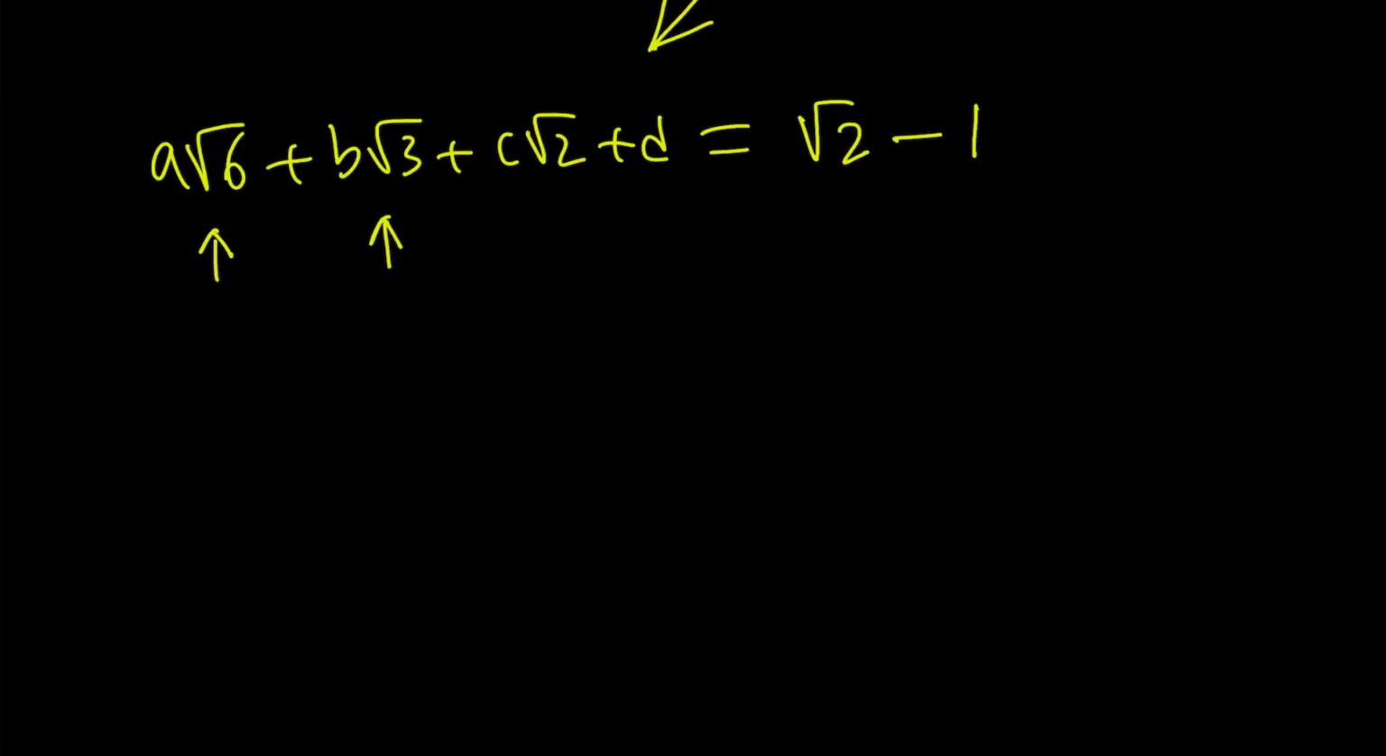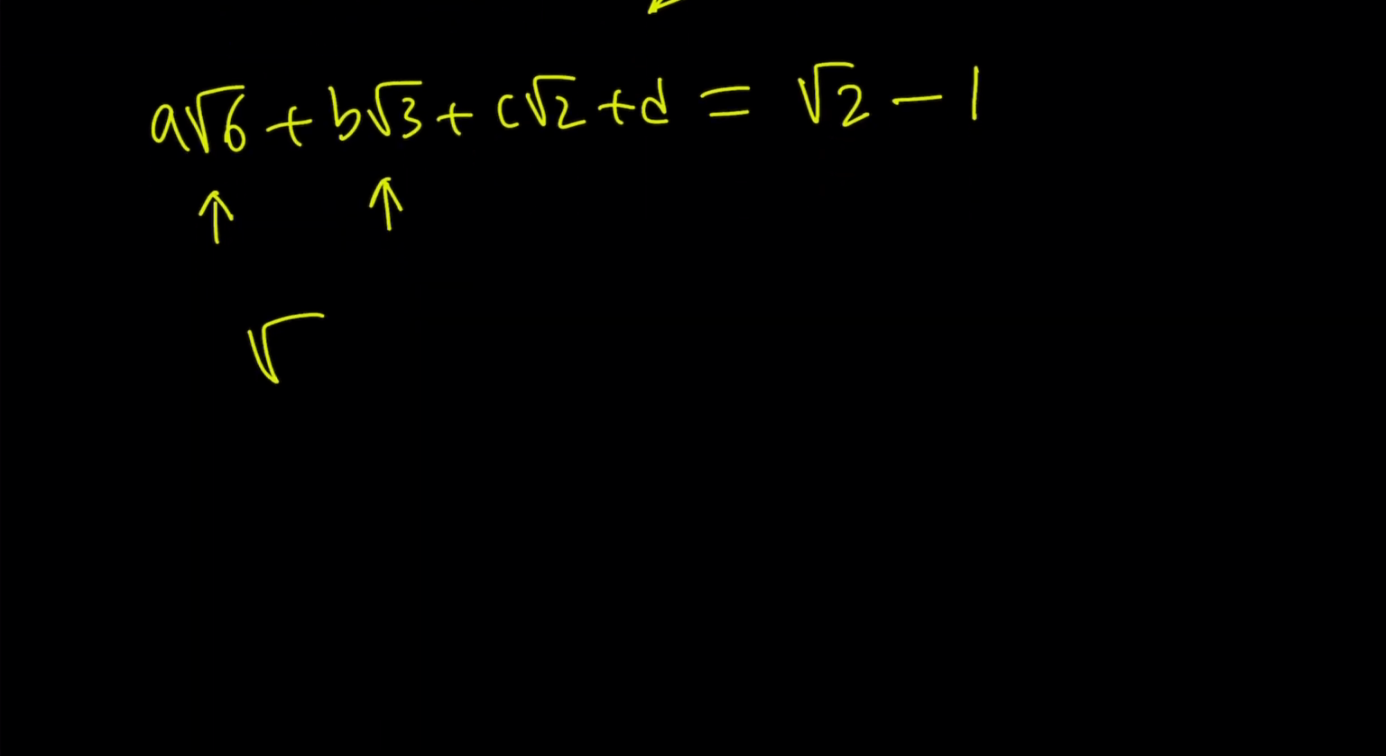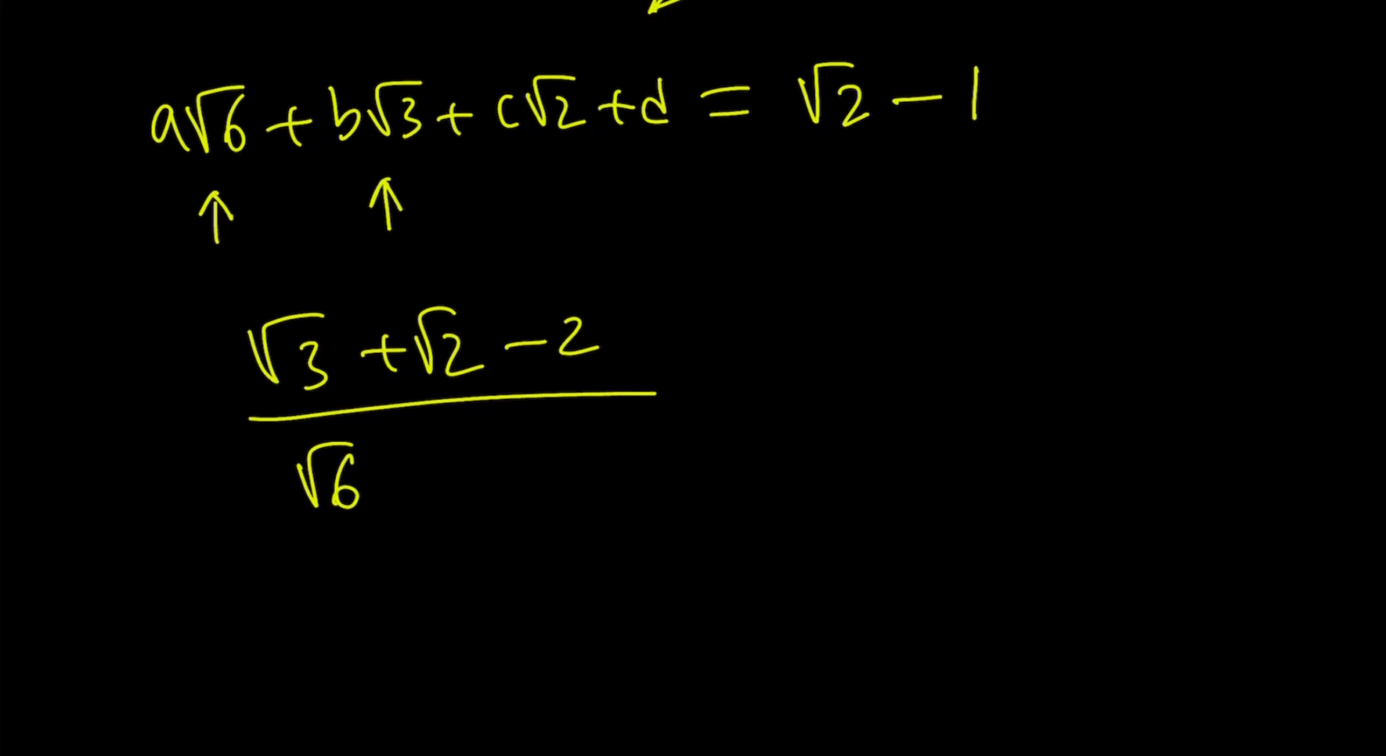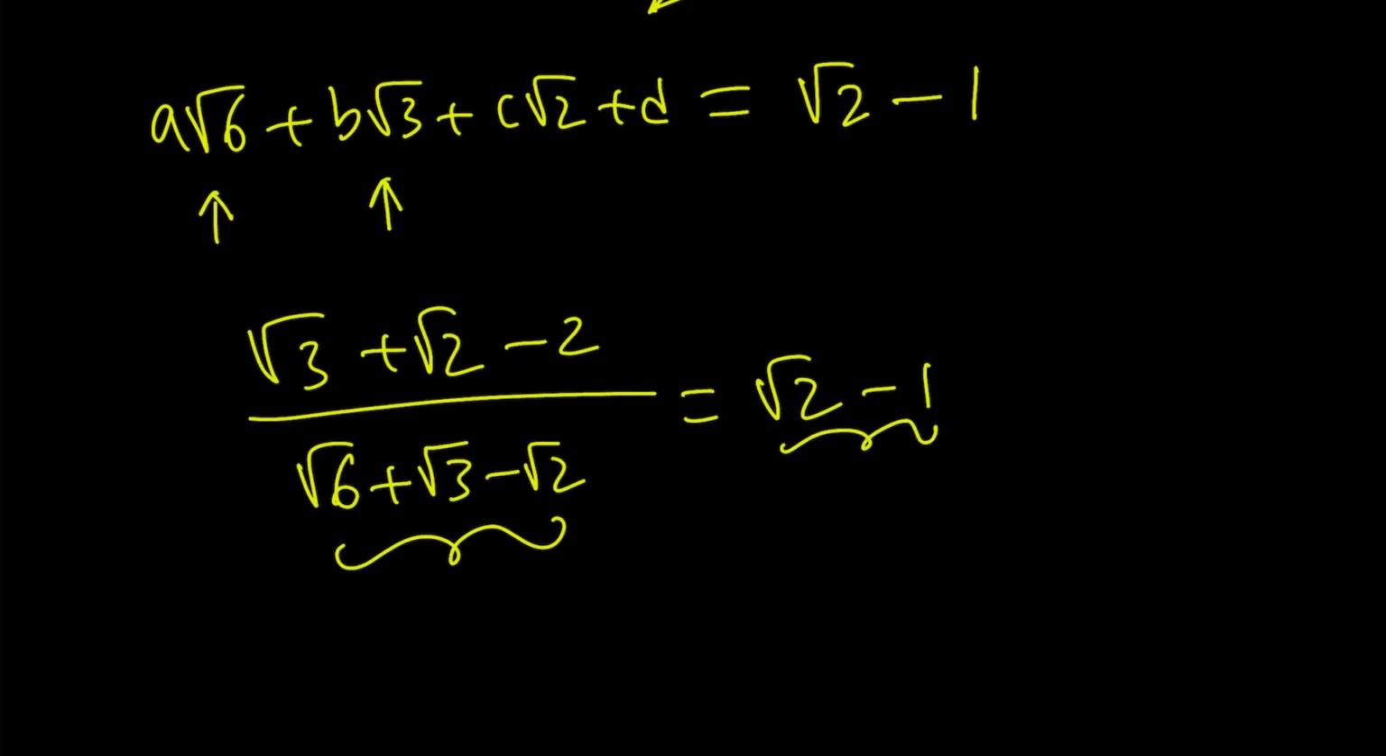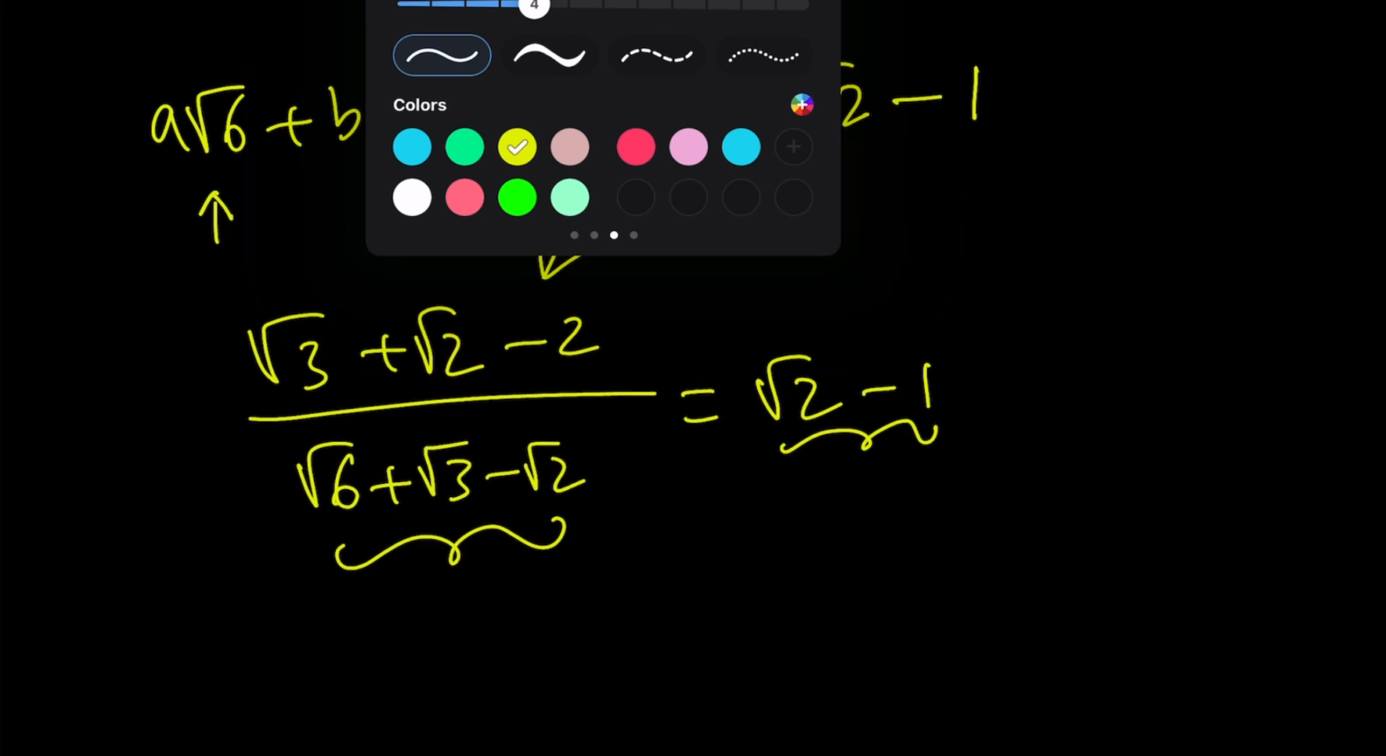To keep a long story short again, square root of 3 plus square root of 2 minus 2 divided by root 6 plus root 3 minus root 2. I don't know why I keep writing root 3. Root 6 plus root 3 minus root 2 is equal to root 2 minus 1 in the simplest form. If you don't believe that, you can go ahead and cross multiply, and that's actually how I came up with this problem. I took an expression, I took another expression, multiplied together, that gave me the numerator, and here you go. Here's a math problem. It's as easy as that.